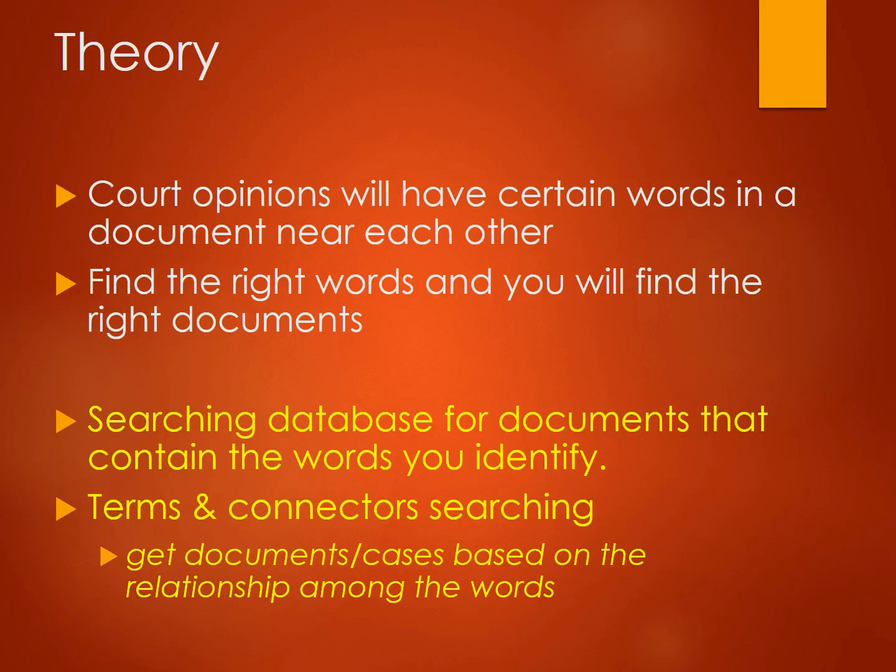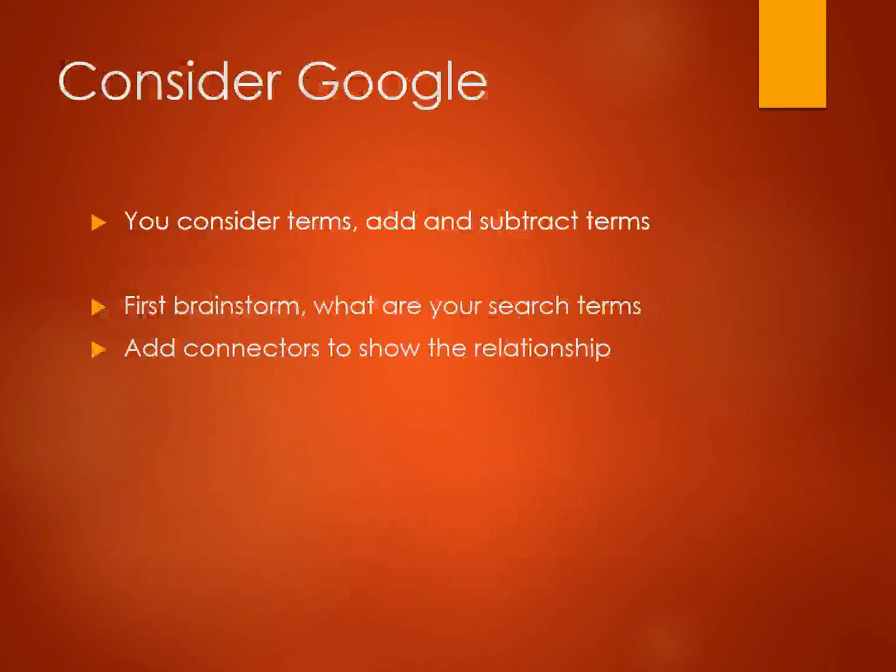Now, the database is going to just look for the words that you enter. Terms and connectors or Boolean searching will get those documents in the case based on the relationship among the words. Not just the words, but how the words relate to one another. So many of you have already worked on Google. When you use Google, you usually add some terms, take away some terms, and you just kind of hit or miss till you get what you're looking for.